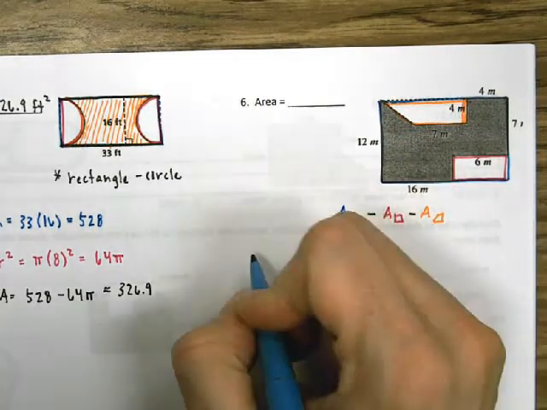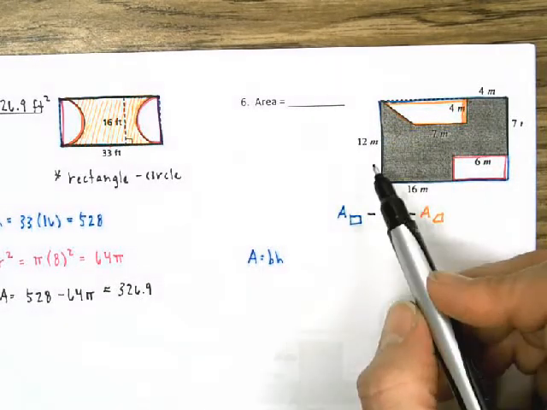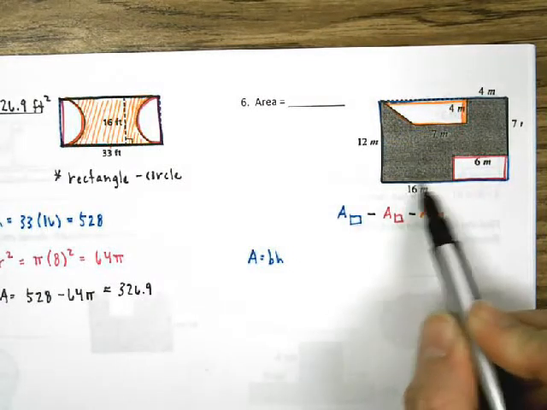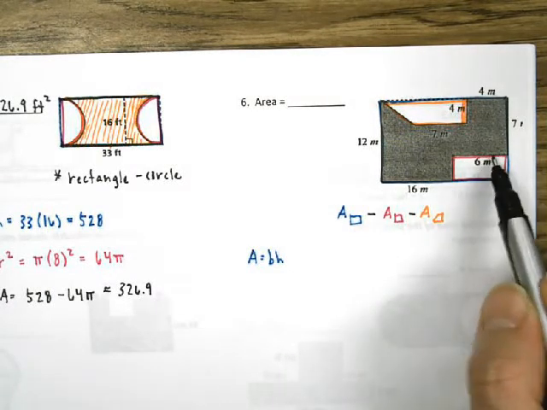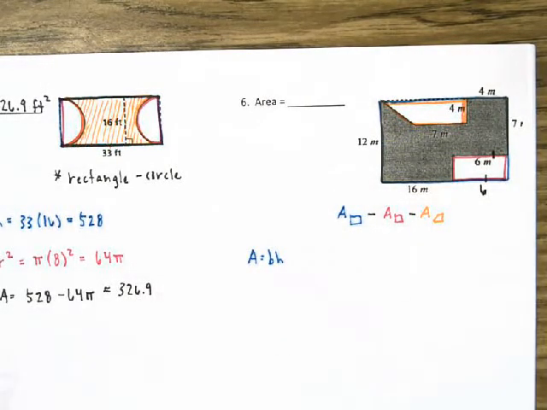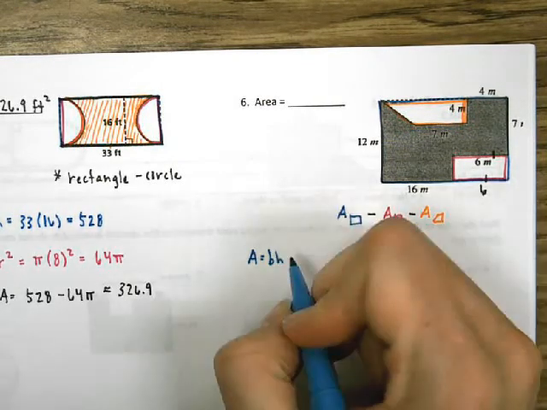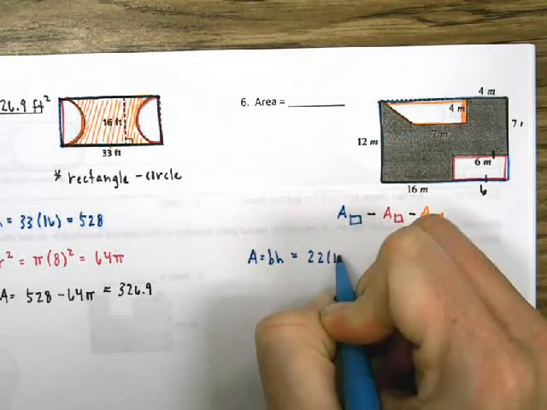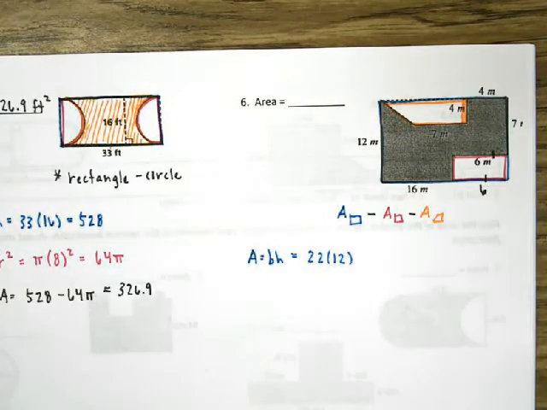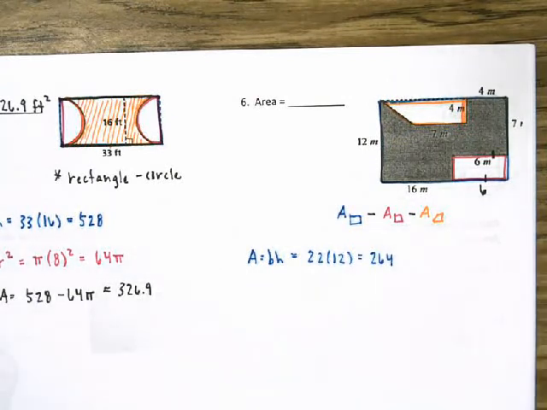So for the area of my big rectangle, I need the base times the height. Well, the height we know is 12. Now, the base here, I know this piece is 16. If this is a rectangle, I know this is congruent to this, so this is going to be 6 as well. So now the whole base of our rectangle is going to be 22. So I have 22 times 12. If I multiply those, I'm going to get 264.